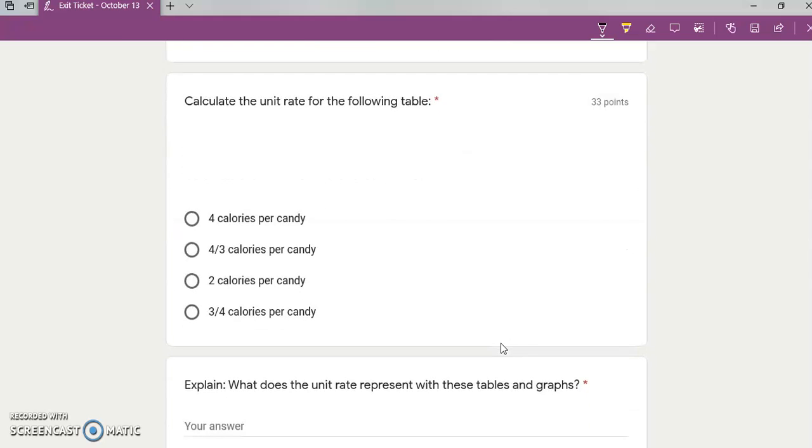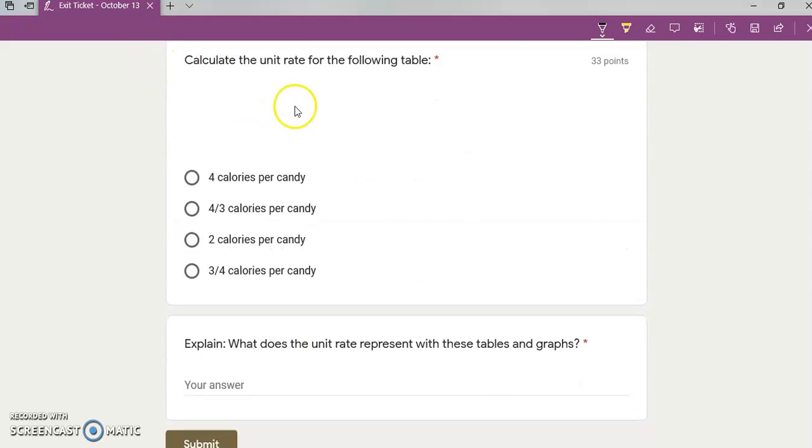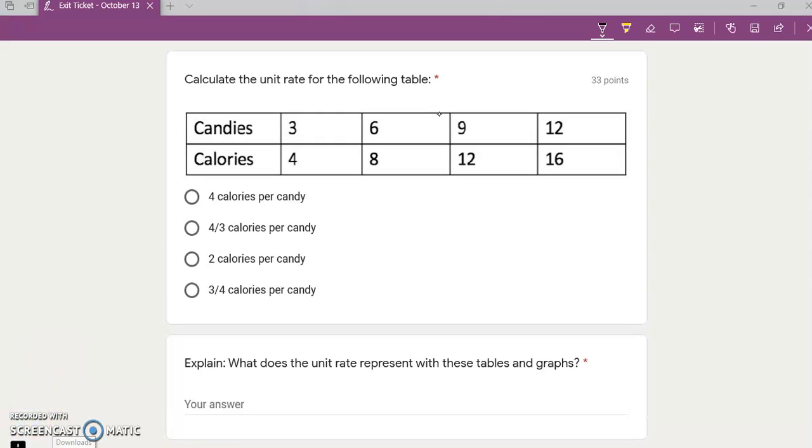Okay, then moving down. Uh-oh, it didn't load for this one. Okay, now it loaded. So again, calculating the unit rate for candies and calories. Again, I'll pick just the most simple one, the lowest numbers. And this is my X, and this is my Y. I'm going to divide my Y by my X.